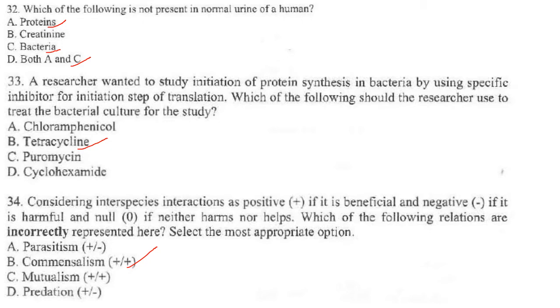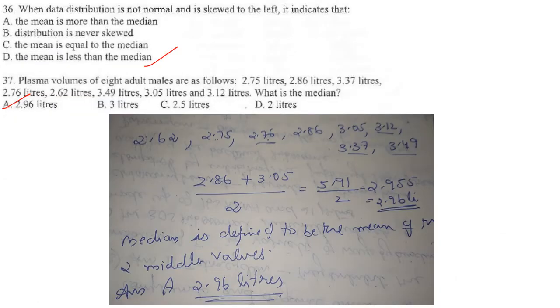0 and plus, because it is a relationship between individuals of two species in which one species obtains food or other benefits from the other without either harming or benefiting the latter. So it is 0 plus. Then next one. When data distribution is normal and is skewed to the left, it indicates that the mean is less than the median. Answer is option D.